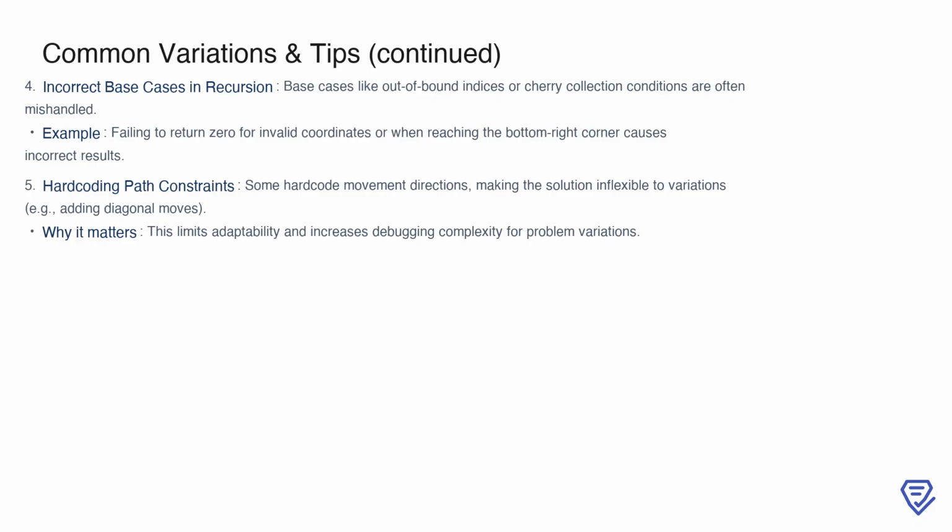Additionally, hard-coding path constraints is a subtle but significant issue. If you restrict your solution to specific movement directions, such as only right and down, you make your code inflexible. This becomes problematic when the problem introduces variations, such as diagonal moves, and increases the debugging complexity when adapting your solution. Ensuring flexibility in your approach is key to handling these variations smoothly.